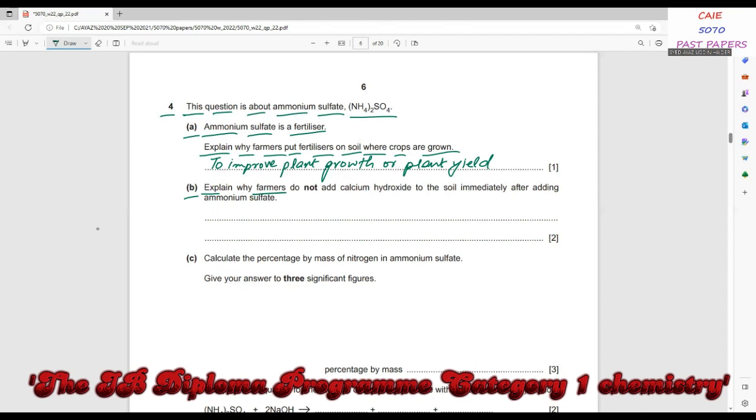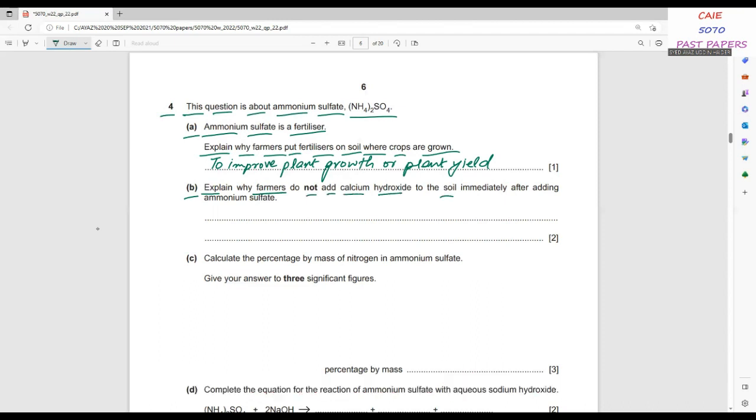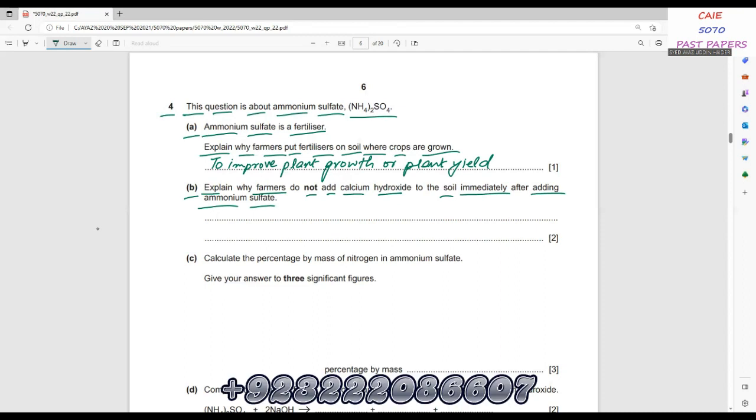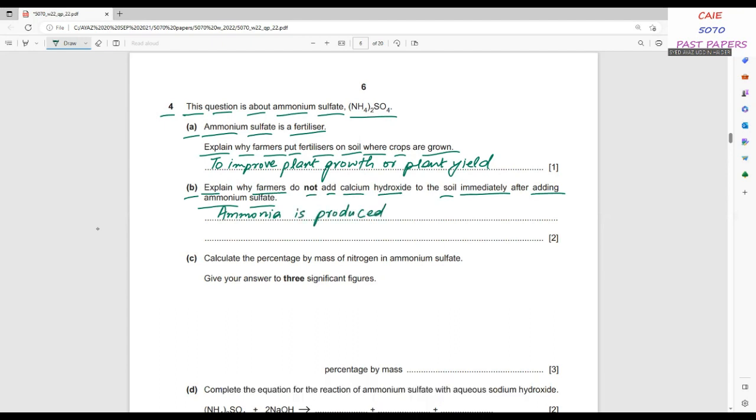B. Explain why farmers do not add calcium hydroxide to the soil immediately after adding ammonium sulfate. Ammonium sulfate is an ammonium compound and calcium hydroxide is an alkali. So whenever an alkali reacts with ammonium compounds, they will release ammonia gas. In this way, it reduces the nitrogen content of the soil. So you can write ammonia is produced, because ammonia is a gas.